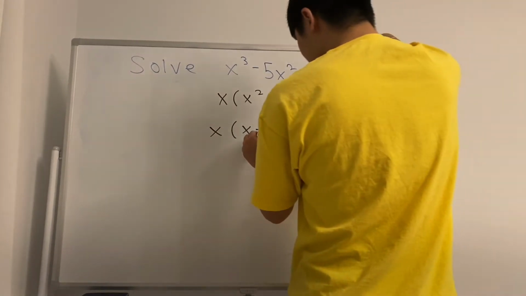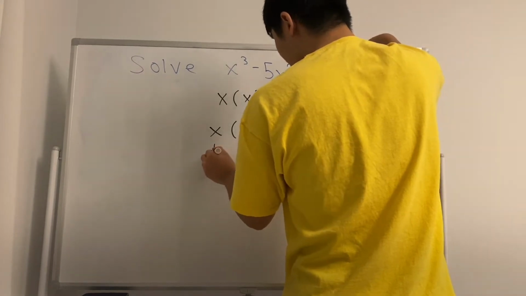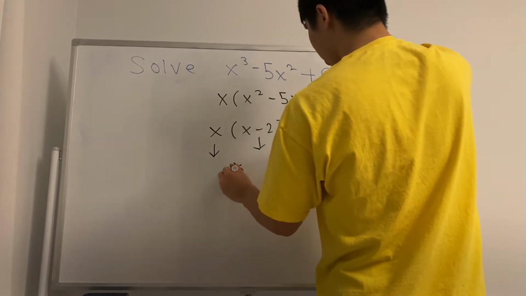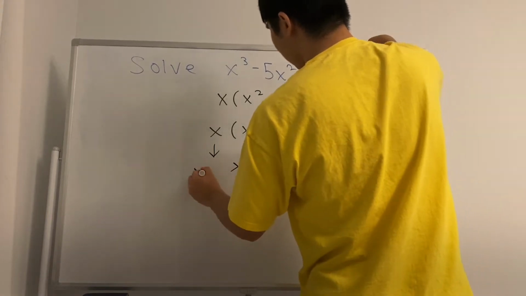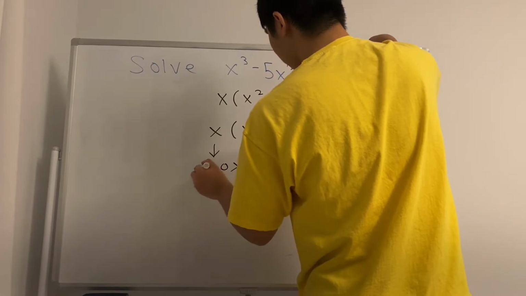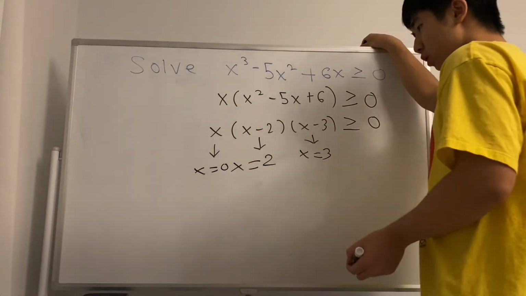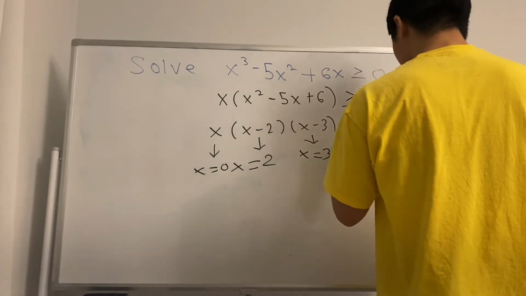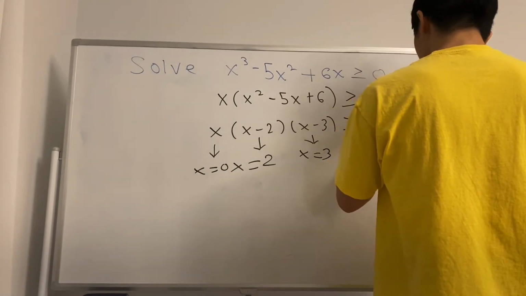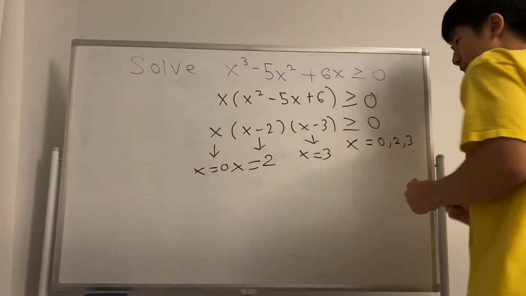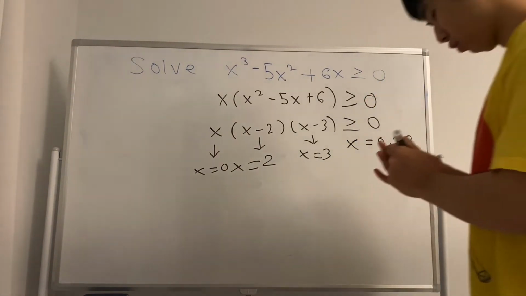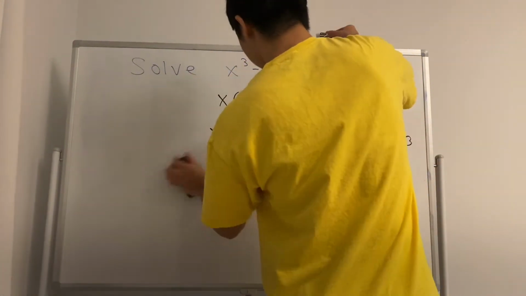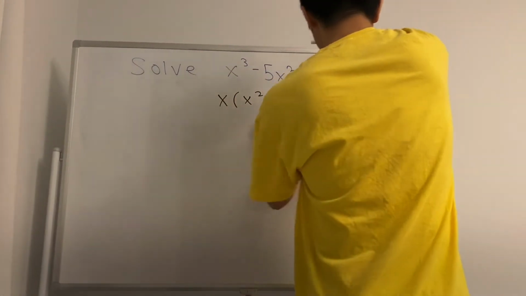So this is what the equation looks like when it's factored. And now we can solve for x. So this is x equals 3, x equals 2, and this is x equals 0. So these are the x-intercepts. So I'm going to write these on the side here. So x is equal to 0, 2, and 3. And I need some more space here, so I'm going to erase this.